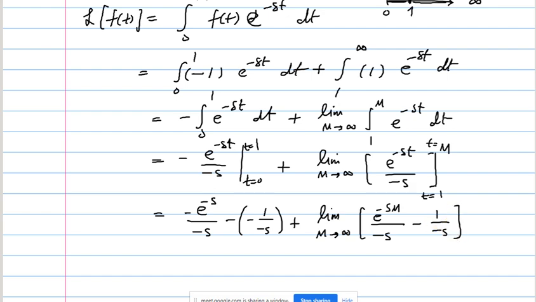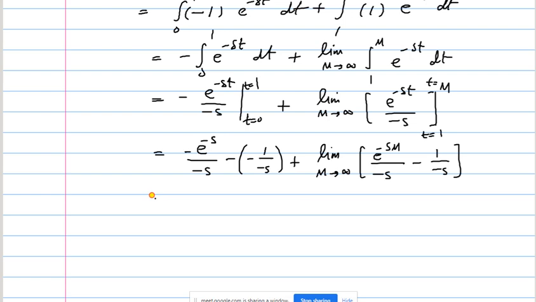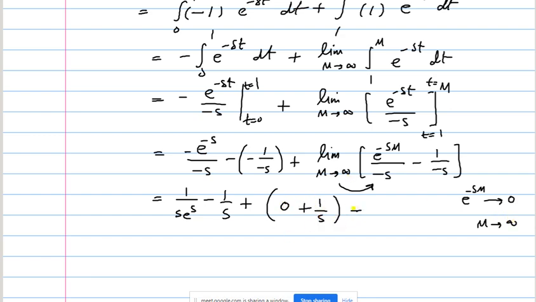Now if I put 0, it will give me minus 1 over minus s. Now here if I put m, I will get e to the power minus sm over minus s, and minus e to the power 0, which is 1, over minus s. Now if you take the limit, the limit of e to the minus sm goes to 0 as m goes to infinity. So I will get 0 here and plus 1 over s. So your answer is 1 over s, because the 1 over s and minus 1 over s cancel.